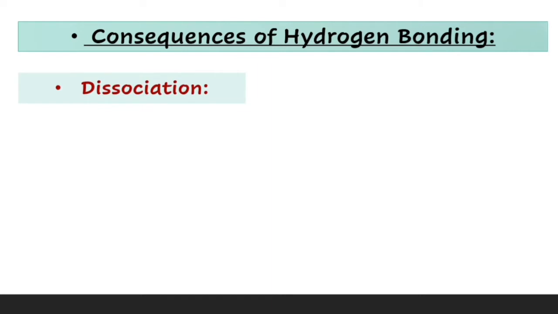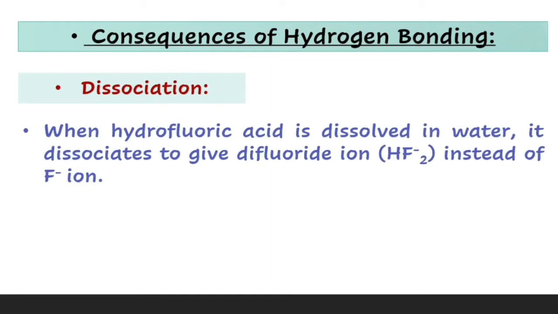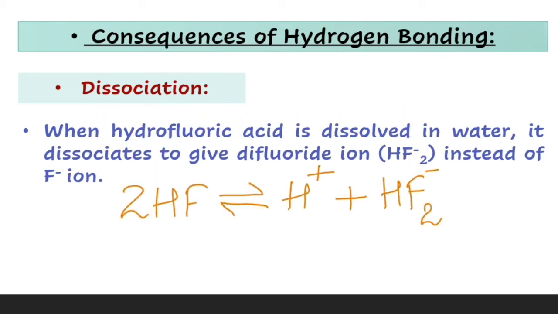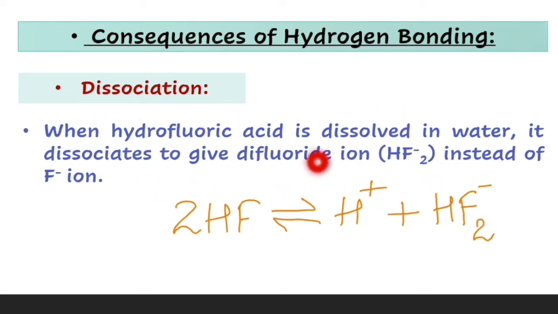The first one is dissociation. Now, when we see the dissociation of hydrofluoric acid, when hydrofluoric acid is dissolved in water, it dissociates to give the bifluoride ion, that is HF2-, instead of the F- ion, that is the fluoride ion. So what is the expected one?